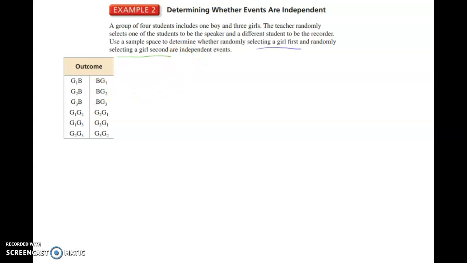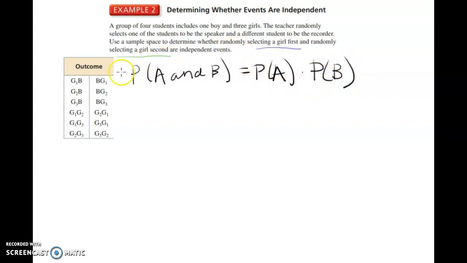So we should remember that the rule for how this worked was independent events will follow the rule that the probability of A and B is going to be equal to the probability of A times the probability of B. I've kind of assigned what the probability of A is and what the probability of B is. So this blue one here is going to be A.